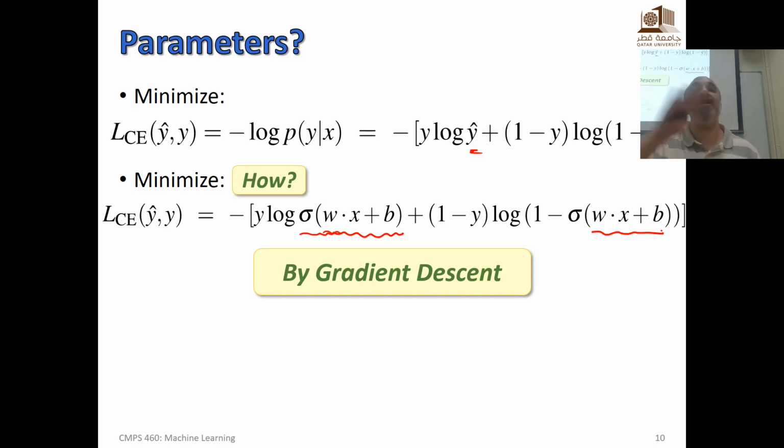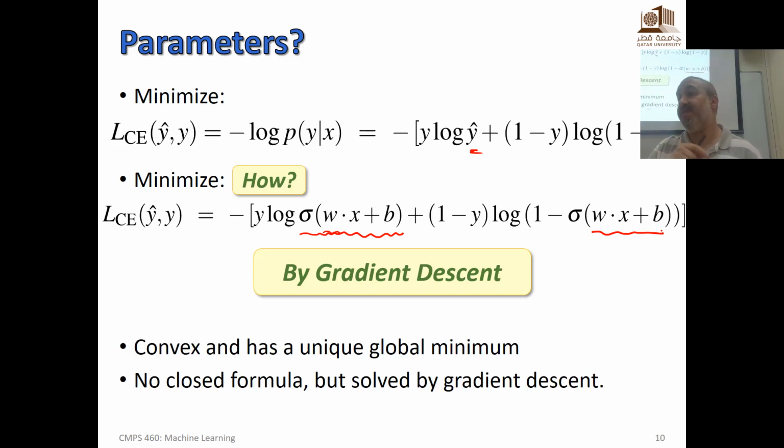To apply gradient descent to any function, it should be differentiable. This function is differentiable, and even better, it is convex. It is a convex function, so it has a global minimum. We don't have a closed formula to solve it, so we will solve it by gradient descent.